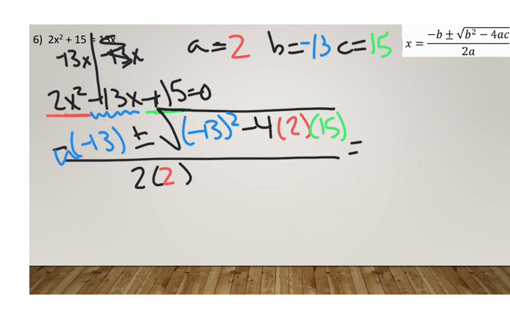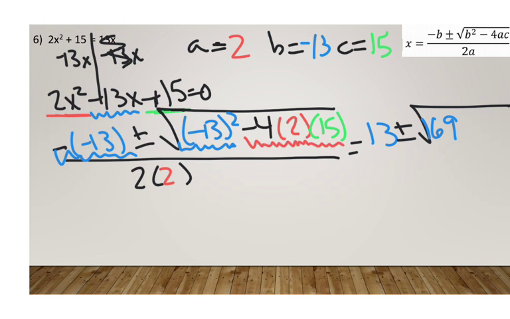Okay, so we'll simplify. So a negative and negative 13 is positive 13, plus or minus square root. Negative 13 squared, negative 13 times negative 13 is 169. Then we'll multiply negative 4 times 2 times negative 15. So that's 8 times 15, which is 120. So minus 120 all over 2 times 2, which is 4. Okay, so we'll keep simplifying.